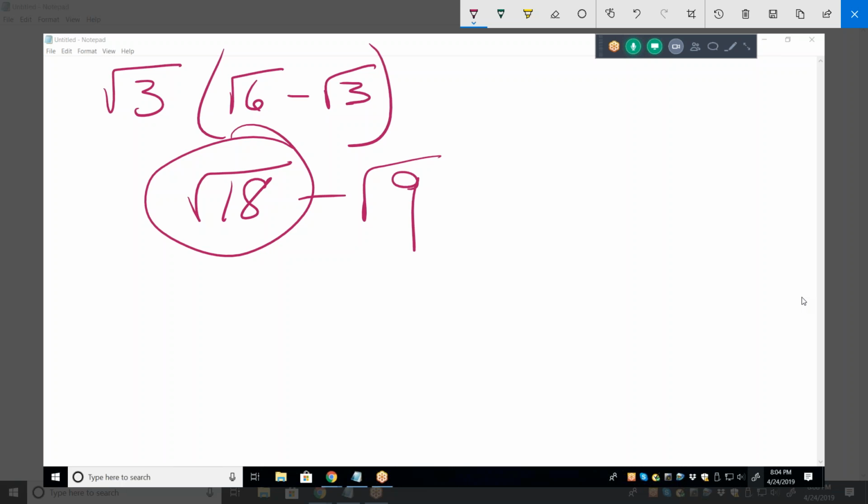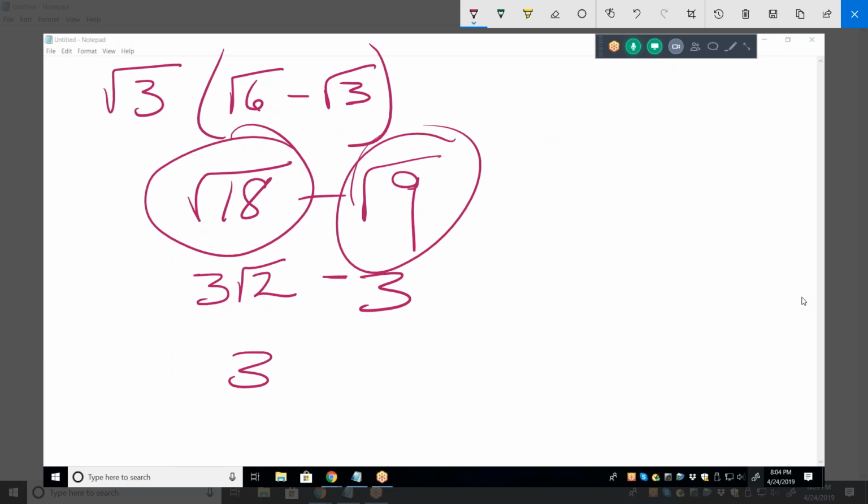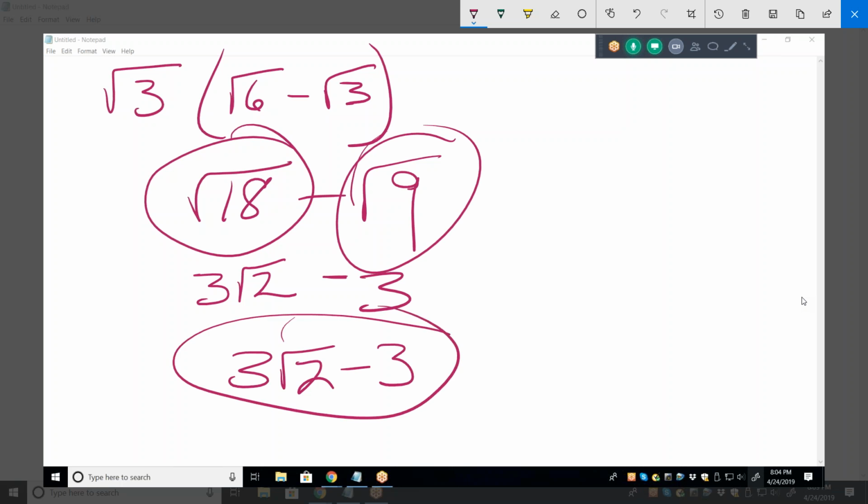So it'd be 6 and 3. Neither 6 nor 3 is a perfect square number. We have to simplify it by finding a factor that is a perfect square. 9 and 2, sorry. Okay. So that becomes 3 root 2, right? Because then the 9 comes out as a 3. And then minus what? What's the square root of 9? 3. Okay. So that actually is our answer right there. And that is the way it is expressed.